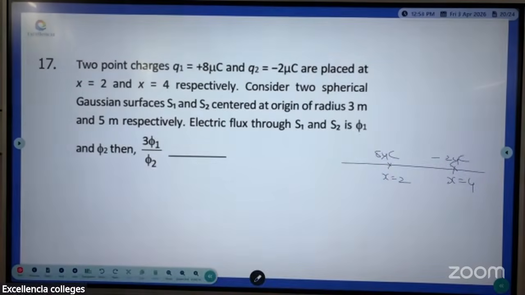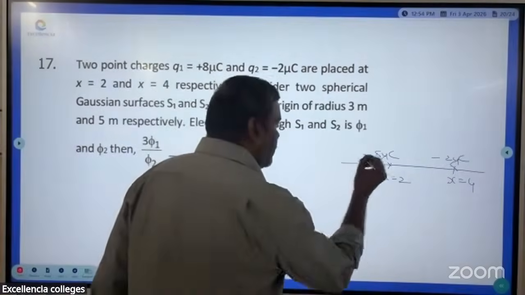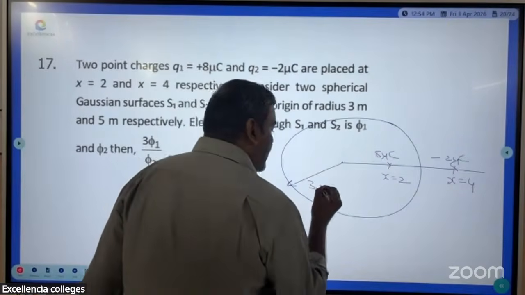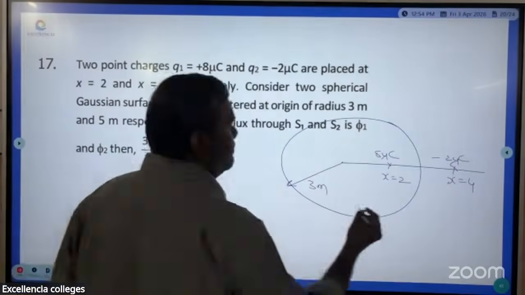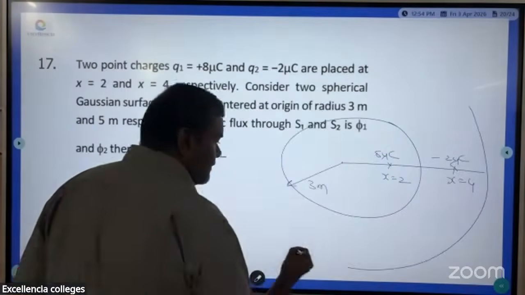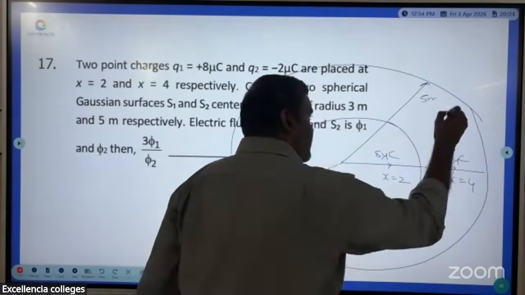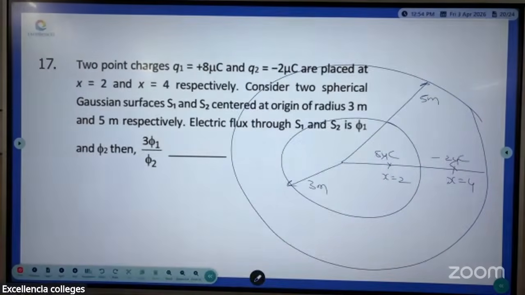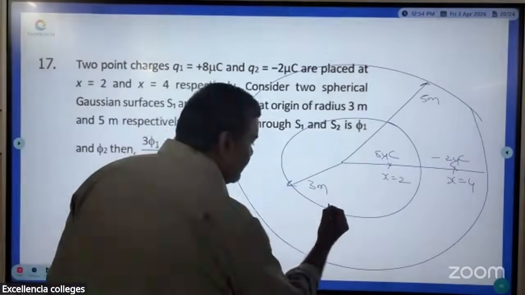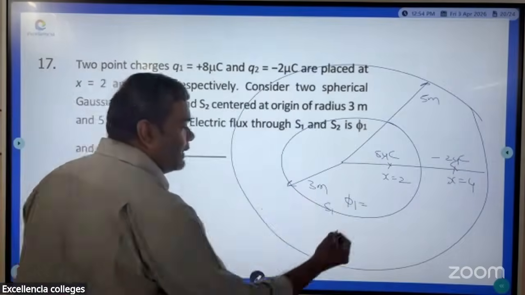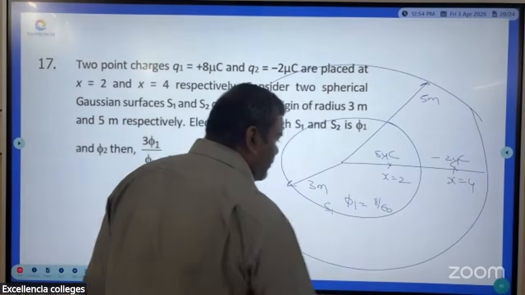Consider two spherical Gaussian surfaces centered at the origin, of radius 3 meter and 5 meter. So I am taking one Gaussian surface centered at the origin with a radius of 3 meters, and another with a radius of 5 meters. The flux through S1: flux through this one, phi 1, is equal to charge enclosed by epsilon naught. That's going to become 8 by epsilon naught.